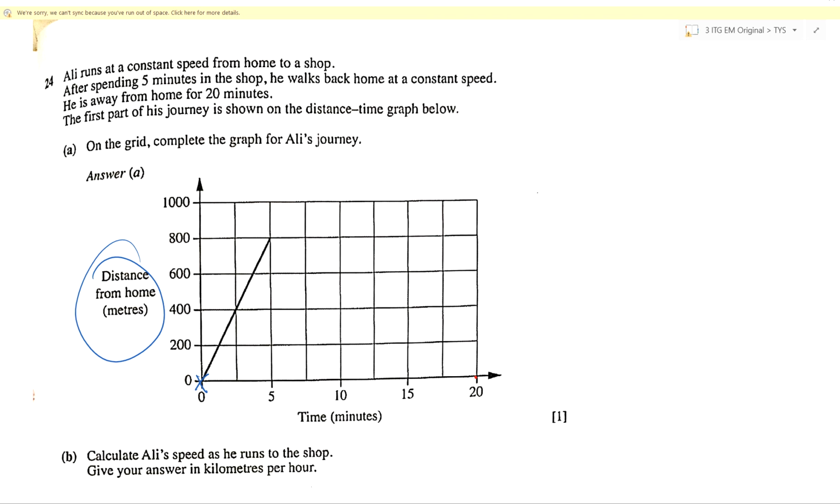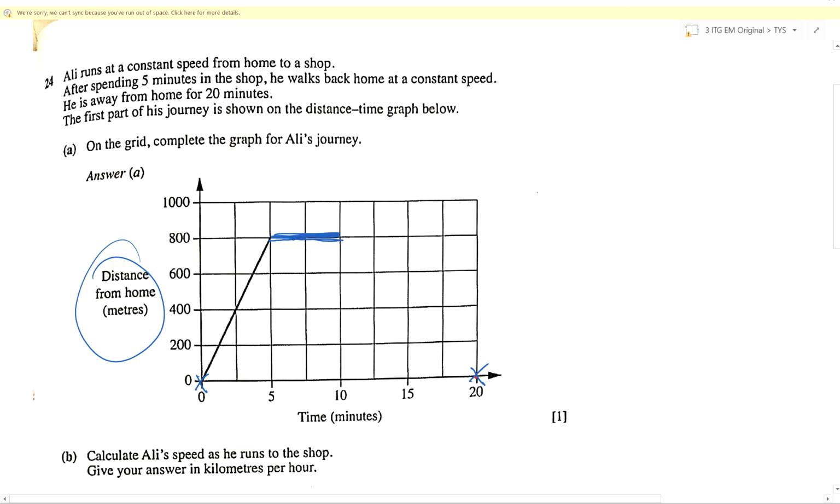Up to 800 meters away. That is where the shop is. So after that, he walks home at a constant speed. He's away for 20 minutes. So we know that at time goes to 20, he must be home already. Complete his journey. So he spent 5 minutes. 5 plus 5 will be 10. So we have a horizontal line over here.